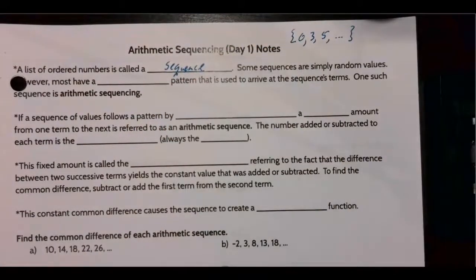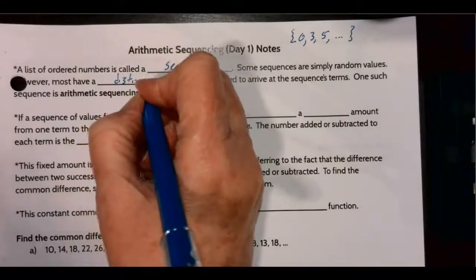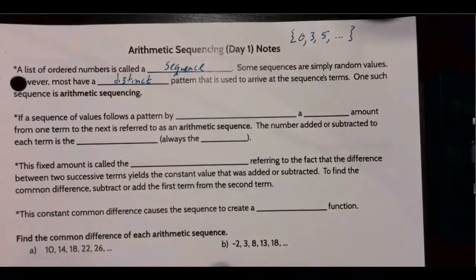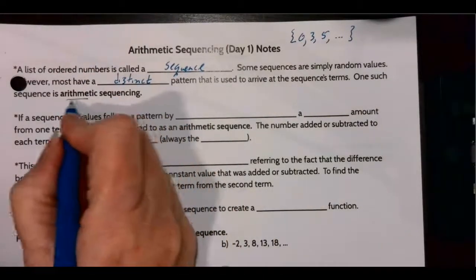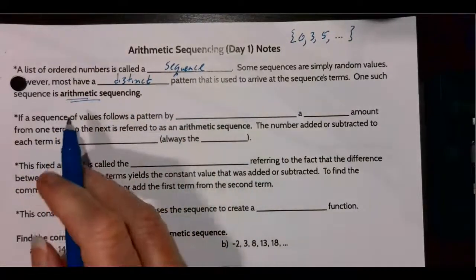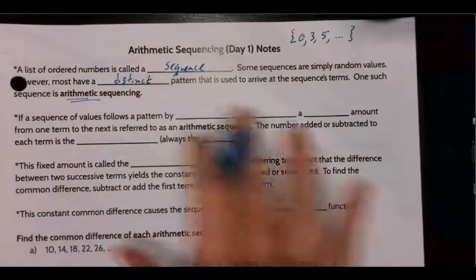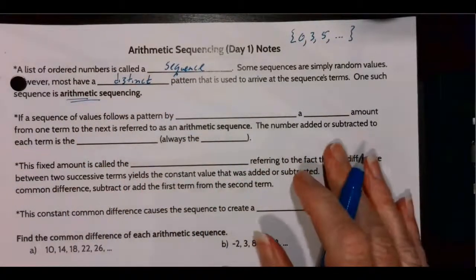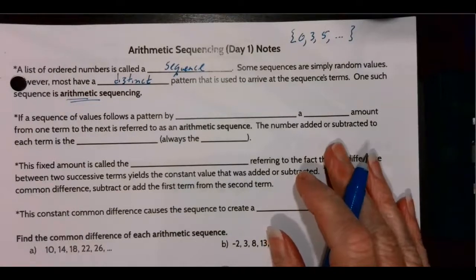Some sequences are simply random values. However, most have a distinct pattern that is used to arrive at the sequence's terms. One such sequence is arithmetic sequencing. We'll talk about both arithmetic and geometric sequencing. And this sequencing part will be the second day of the test. It will be the Monday, I think that's the 21st, will be that test.